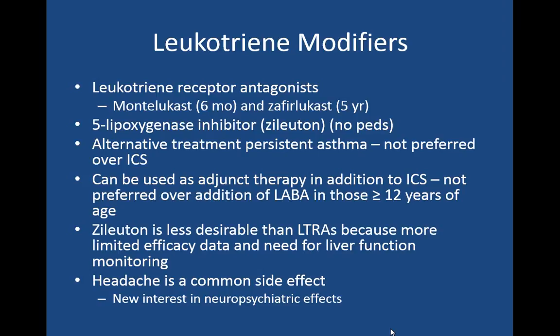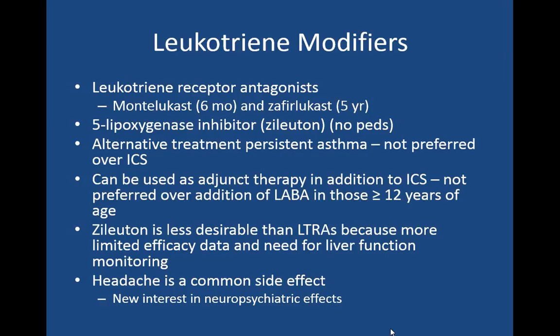These are more preferred in young kids as opposed to older adults. So in people over 12 years of age, the recommendation is if they need something added to their steroid, it should be a long-acting beta agonist. That's the most beneficial for those patients. So the most benefit we see in these usually happens in young kids, and that's where you'll more often than not see them if we're using them to treat asthma.